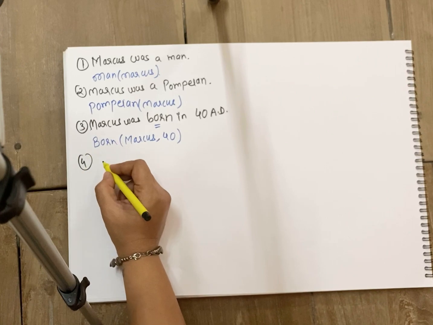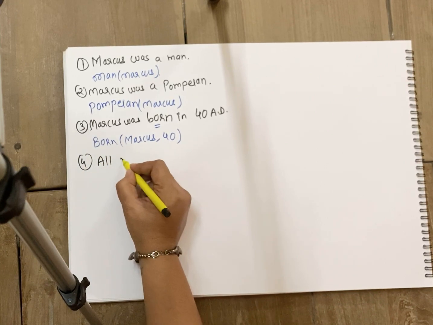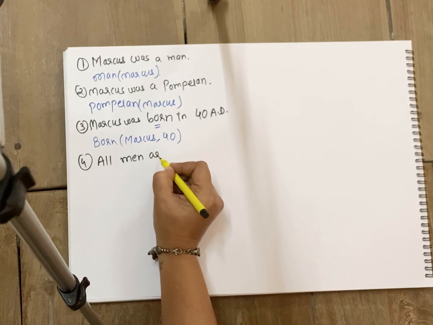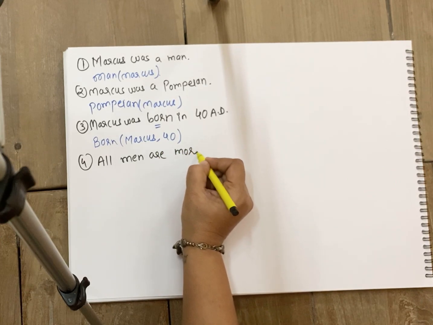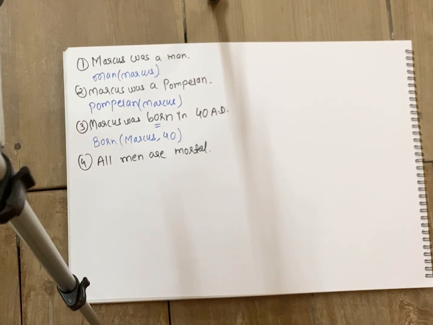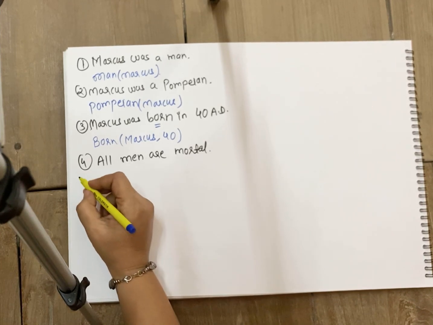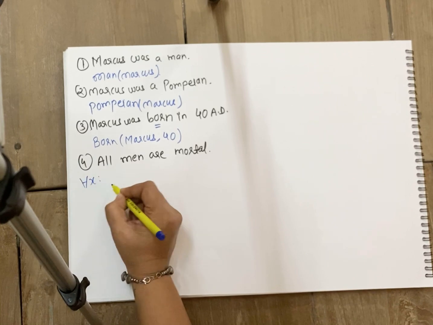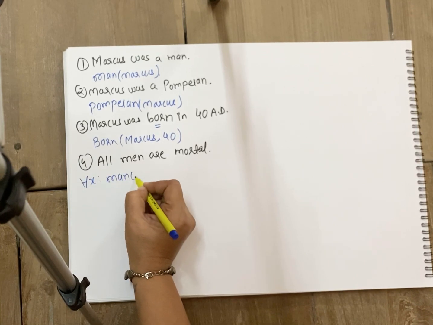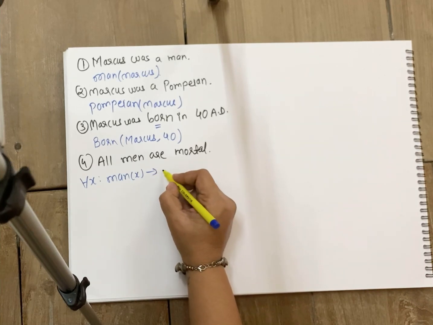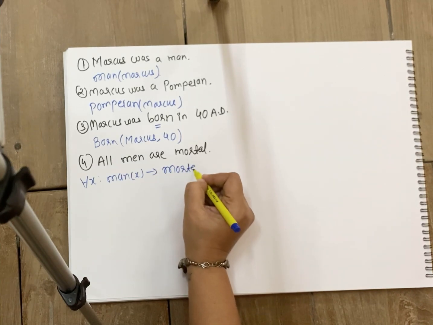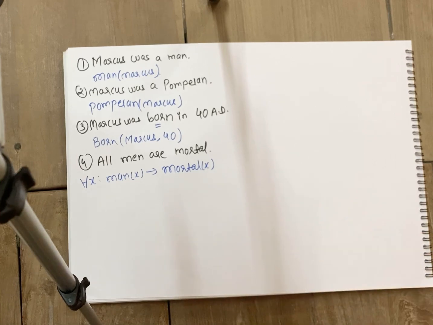The fourth statement says all men are mortal. Now see, do you see generalization over here? We are talking about all men. So what operator are we going to use? For all x. So if x is man, it implies x is mortal. Are you getting this? All men are mortal. So if x is man, it implies x is mortal also.